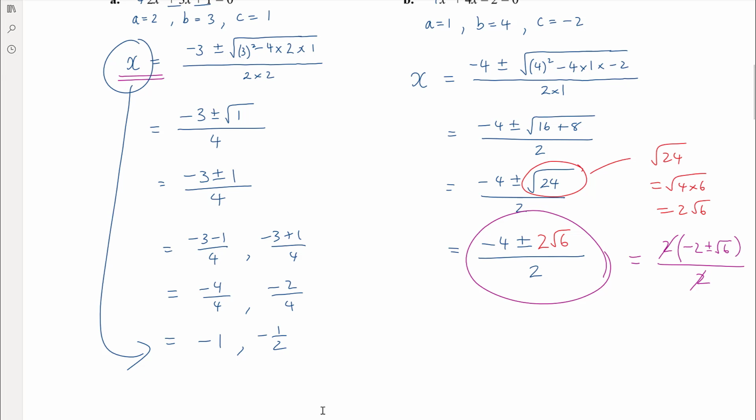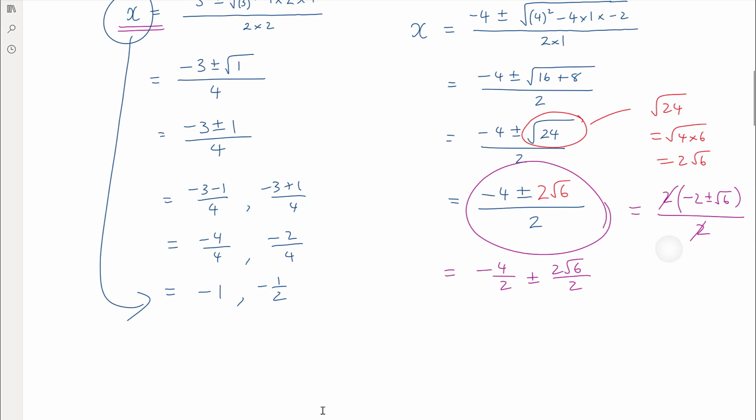This is negative 4 on 2 plus or minus 2 root 6 on 2. I wouldn't actually write out this next line, but this is what I'm really thinking about in my head. You've got negative 4 on 2 plus or minus 2 root 6 on 2, and both of those fractions will simplify, which is why I need to go to this next step. If only one of those fractions would simplify, you don't need to go to this point. But because 2 is common to both of them, I'm going to end up with negative 2 plus or minus root 6 as my solutions.